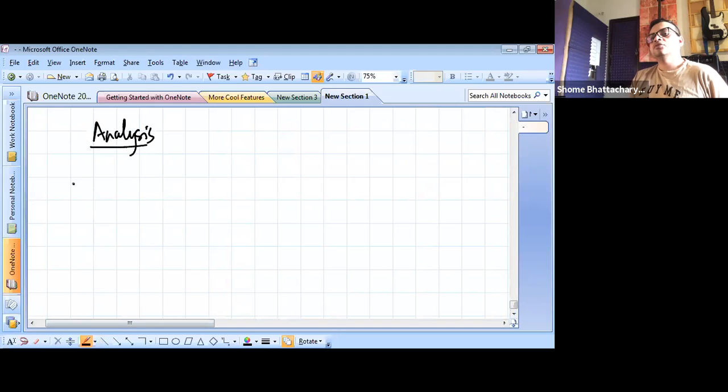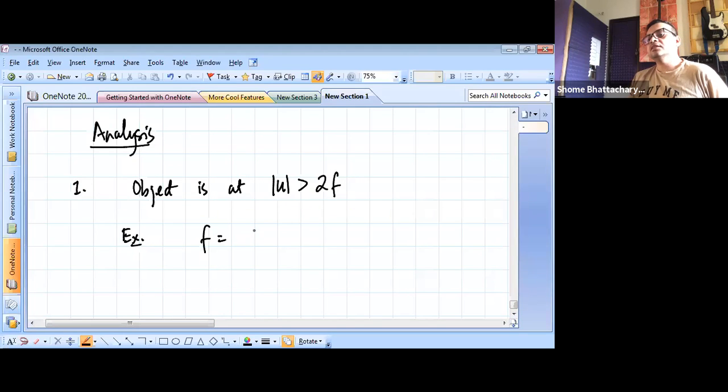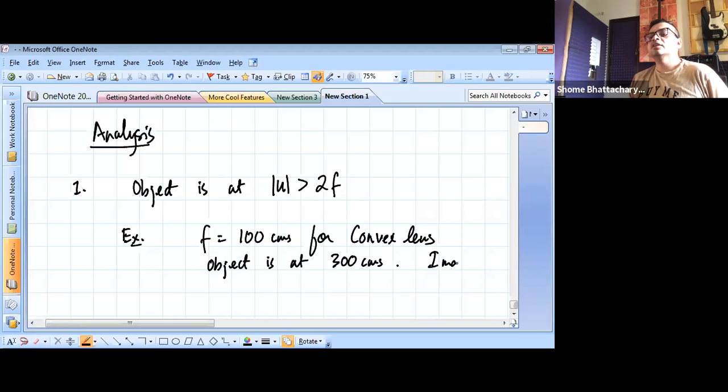Analysis. The first case is when the object is at a distance with magnitude of u greater than twice the focal length. Let's take an example where the focal length is 100 centimeters for a convex lens, and the object is at, let's say, 300 centimeters. We want to find out about the image.